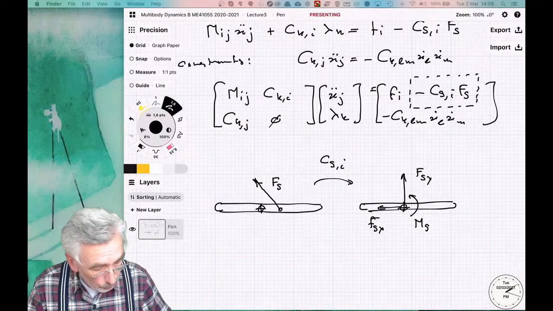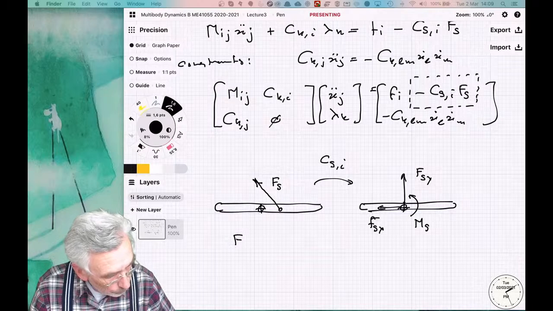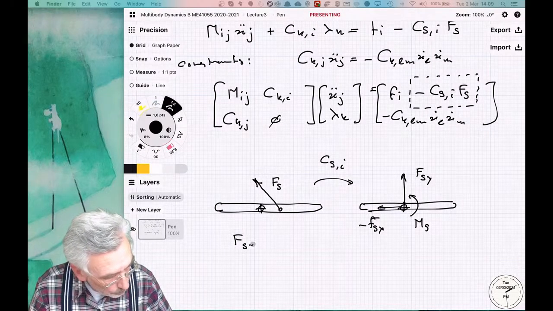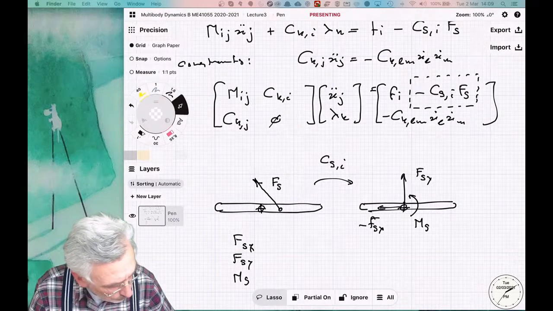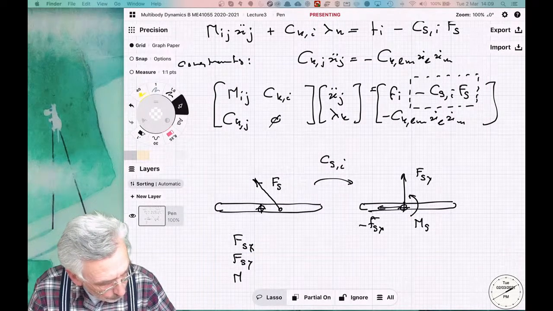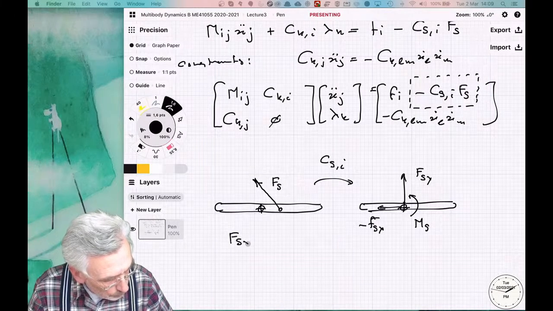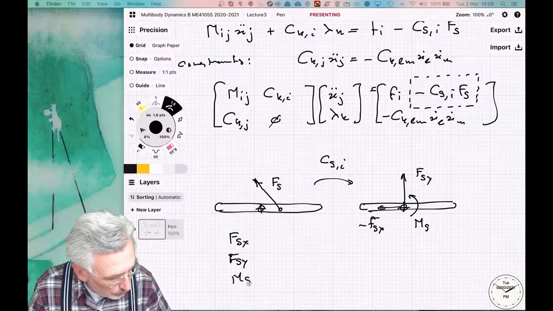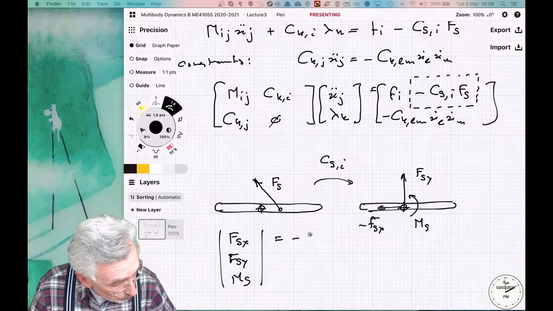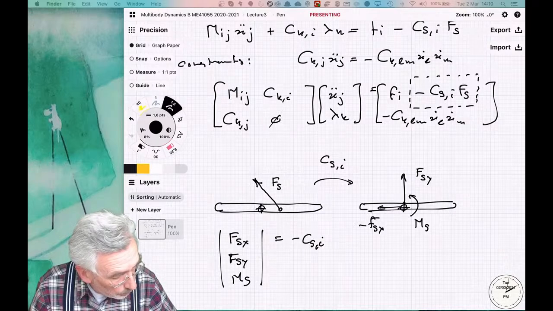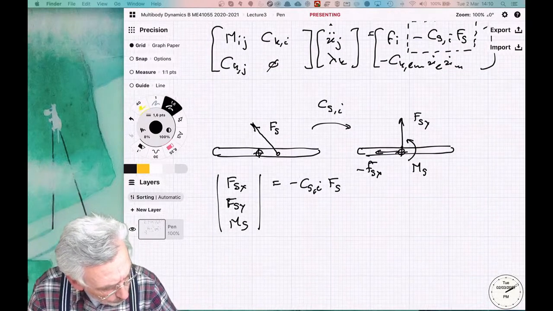And what are they? Well, look at the equation. You can immediately identify them as follows. The F_sx, the F_sy, and the M_s are, by definition, minus C_si times the F_s, with the sign convention. Or in other words, I should put it a little bit lower because I conflict with my figure.